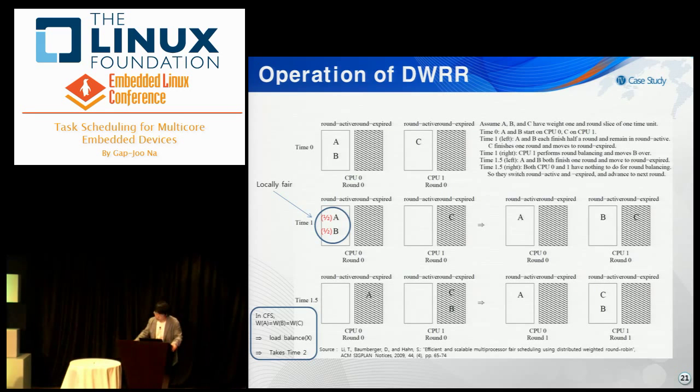How about CFS load balancing? In case of the CFS algorithm, load balancing will not be performed because A, B, and C's weight is the same, and thus it is not conditioned to perform load balancing. So A and B are run only on CPU 0, and C is run on CPU 1. Thus, the total time needed is 2. Therefore, DWRR is able to solve the previous CFS problem.